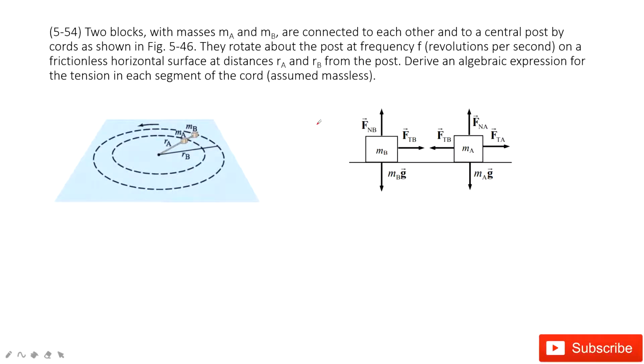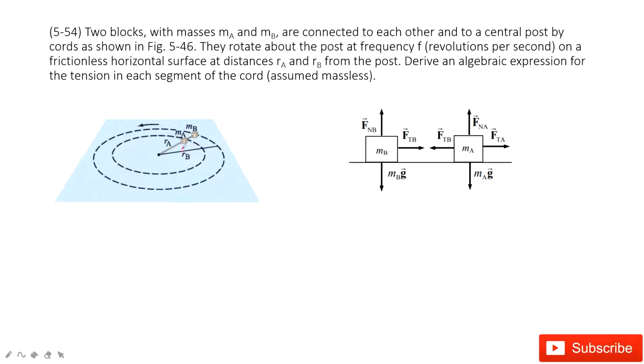Let's look at problem 54 in chapter 5. In this one, we can see we have two objects, A and B. They do circular motion on this horizontal plane, right? And then we need to figure out the central force and find the tension between each other.